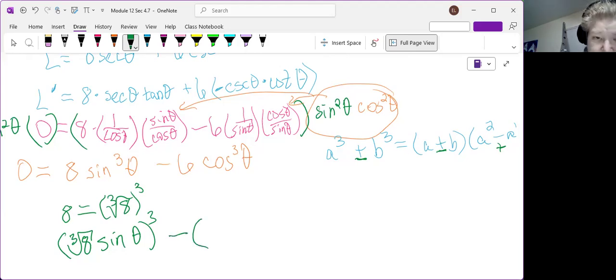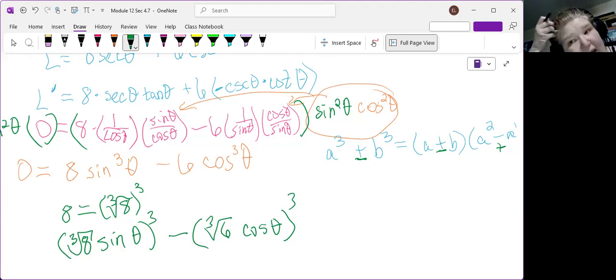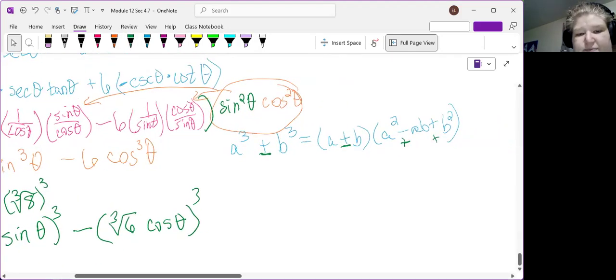Minus, we're going to do the same thing with the 6. The cube root of 6 times just the cosine of theta, cubed. So we can follow our results.